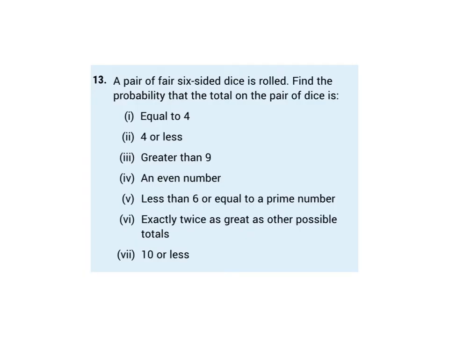Okay, so before we start question 13, it says, a pair of fair 6-sided dice is rolled. Find the probability that the total on the pair of dice is whatever. So basically they're rolling 2 dice, they're adding the scores together. So let's draw a two-way table to reflect that before we attempt any of the questions.